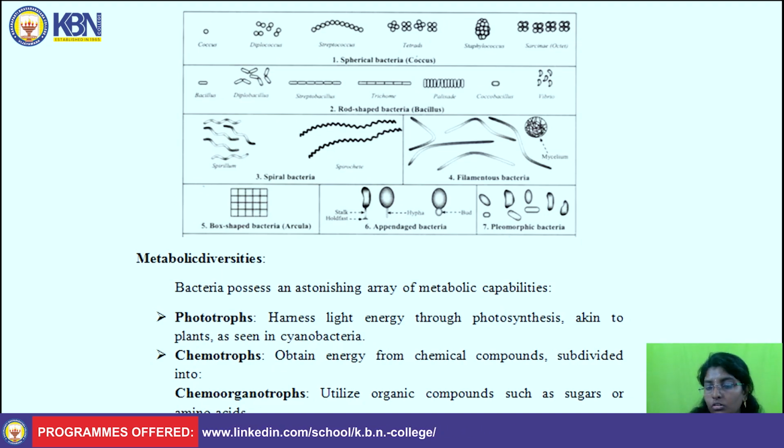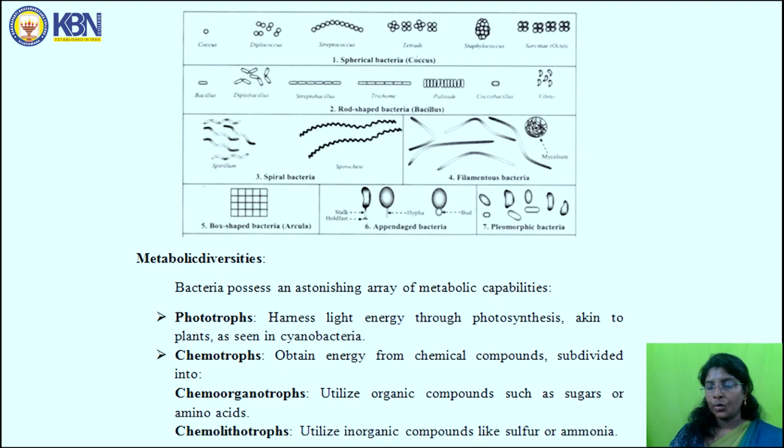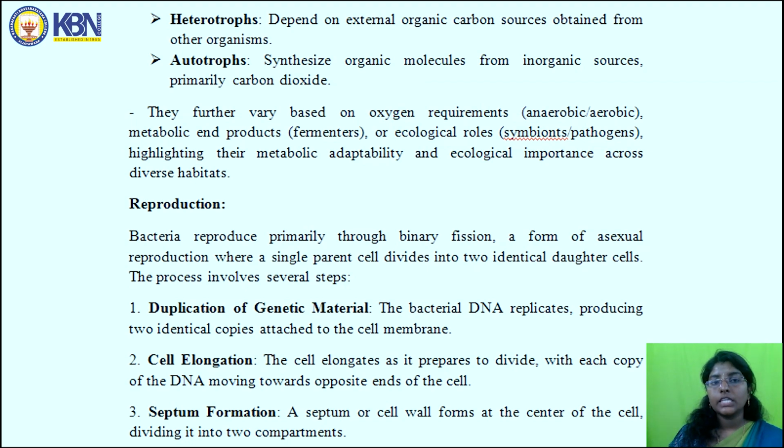Chemoorganotrophs utilize organic compounds such as sugars and amino acids. Chemolithotrophs utilize inorganic compounds like sulfur or ammonia. Next, heterotrophs depend on external organic compound sources obtained from other organisms. And autotrophs synthesize organic molecules from inorganic sources, primarily carbon dioxide.